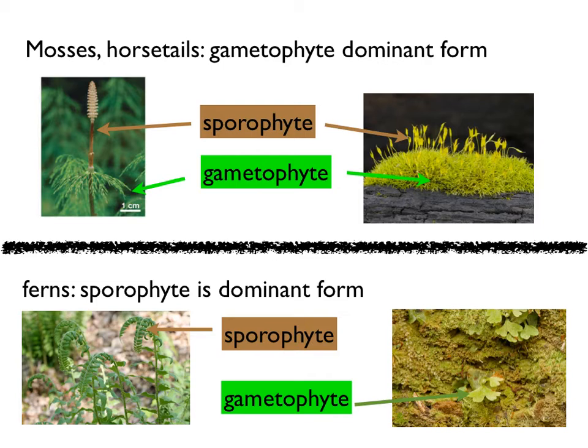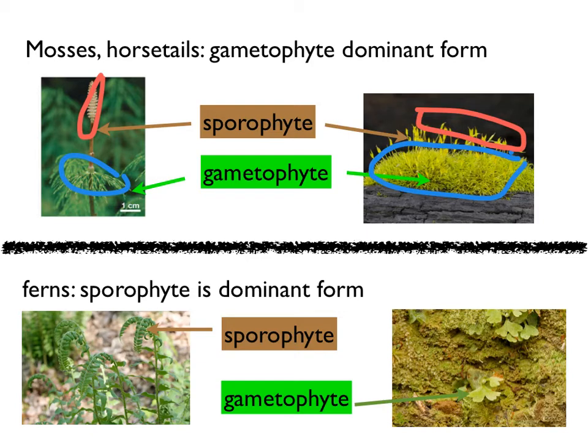For mosses, right here, it's a gametophyte dominated life cycle. The sporophytes are small, up on top here, right? Okay. And then the same thing with a horsetail, even though it's a vascular plant. The sporophyte is this. The gametophyte is this. Okay. So you can see which is kind of the dominant.